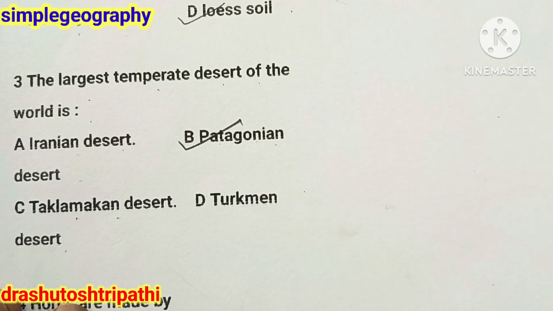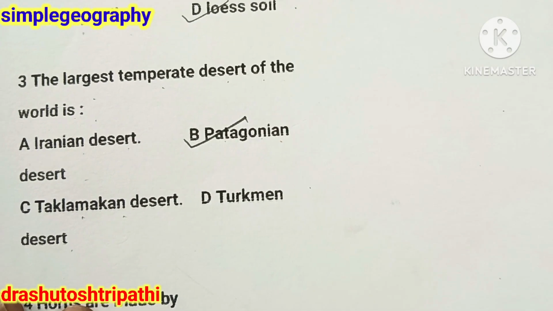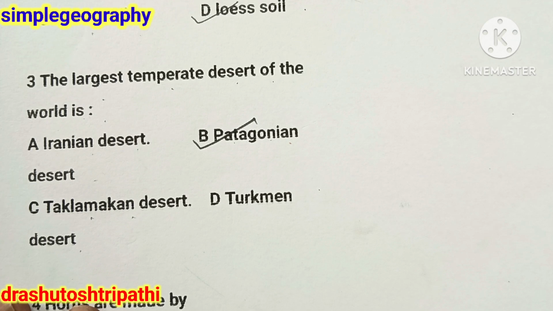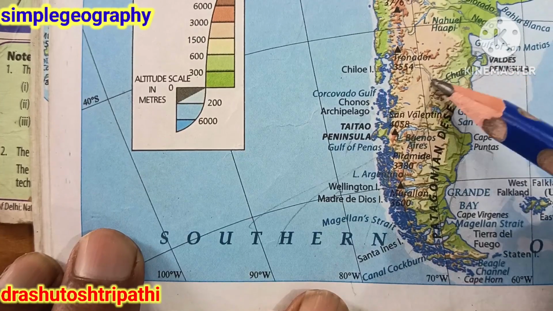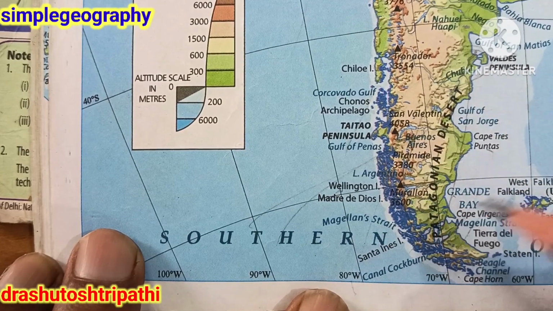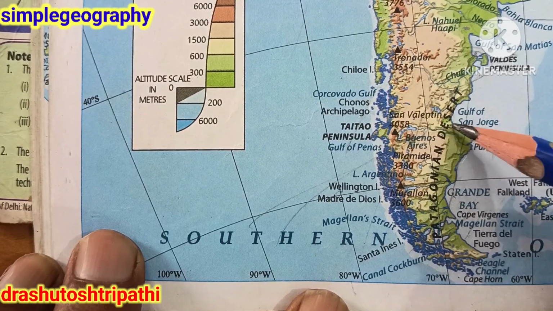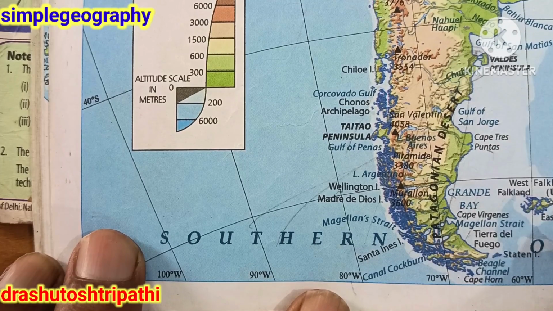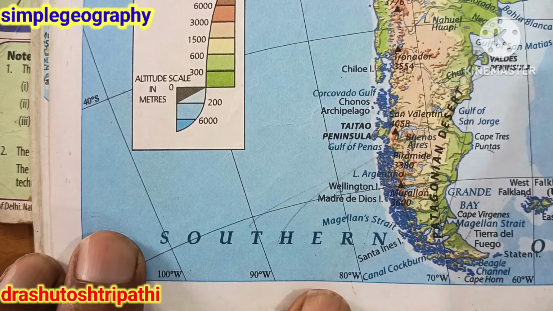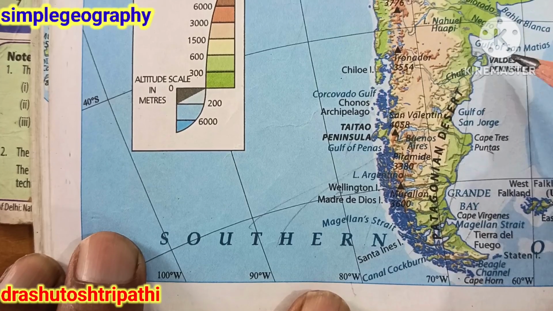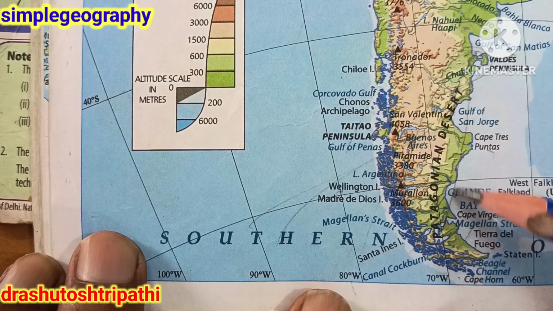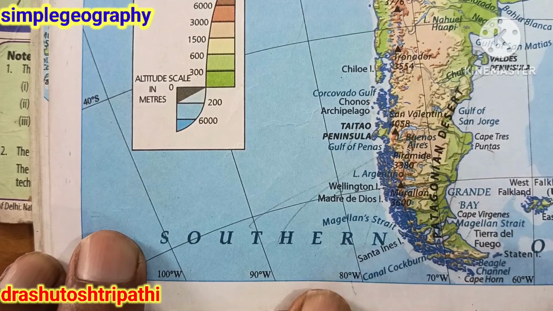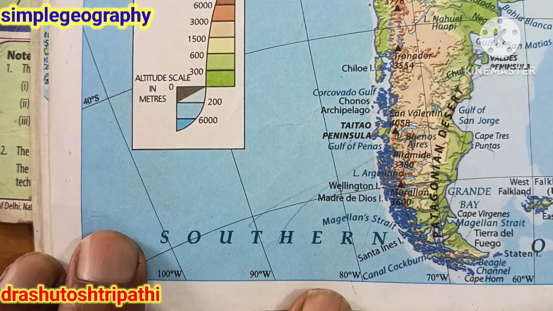The largest temperate desert of the world is the Iranian desert, Patagonia desert, Taklamakan desert, or Turkmen desert. The answer B is correct. That is the Patagonia desert, in the southern part of Argentina. It lies along the South Atlantic Ocean, and Patagonia is the world's largest temperate desert.